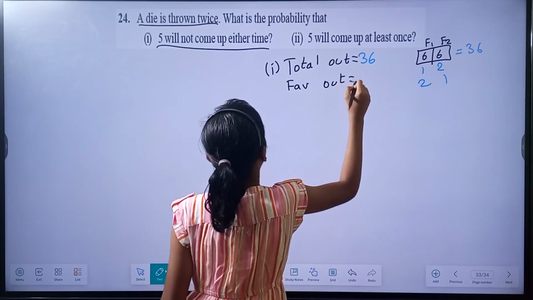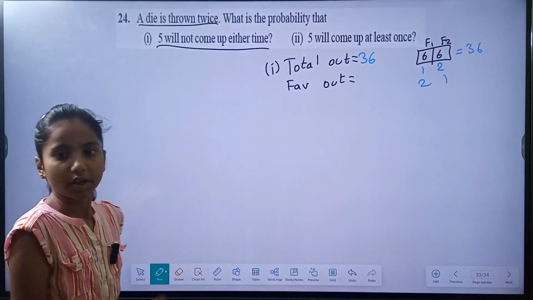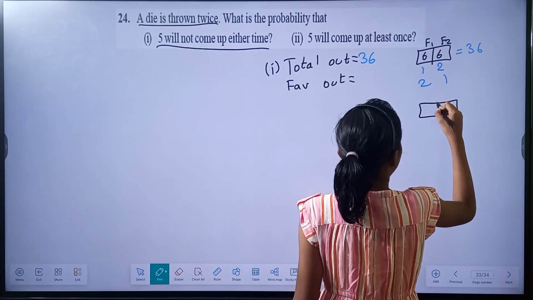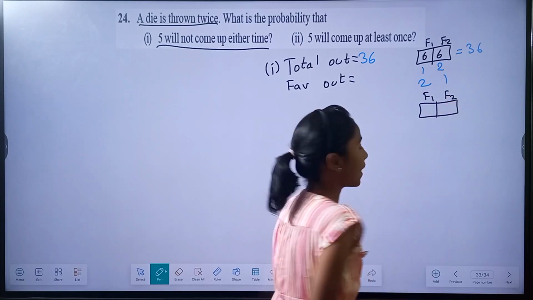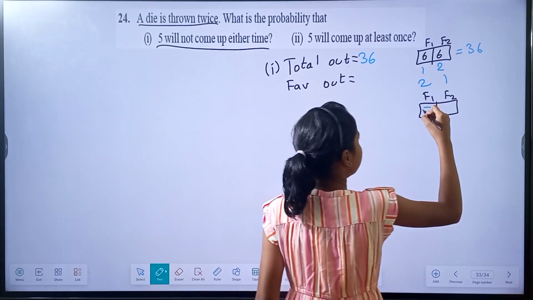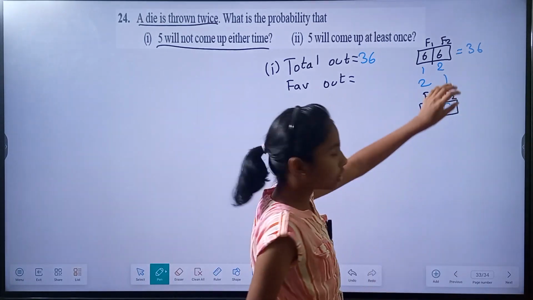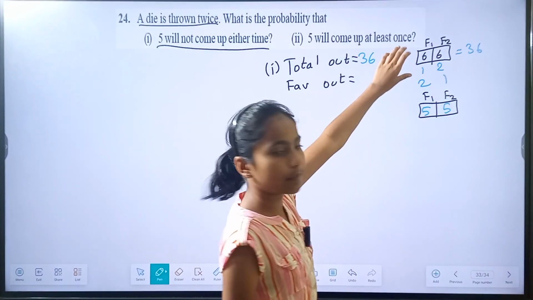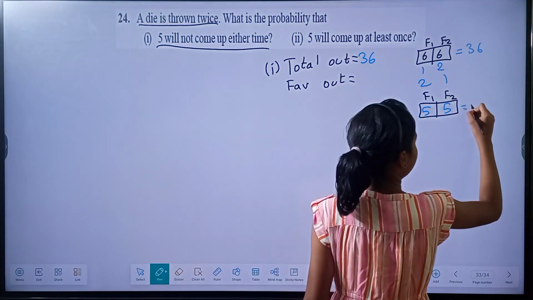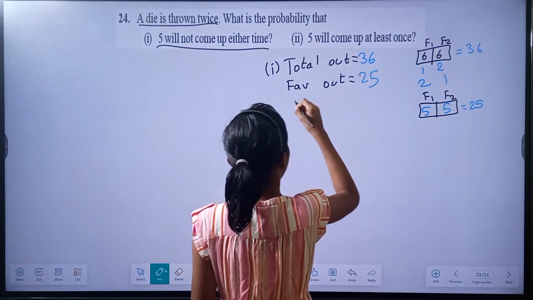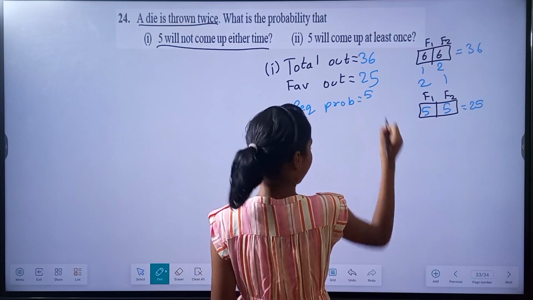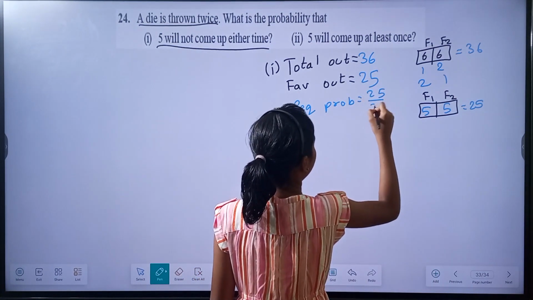Favorable outcomes: 5 will not come up either time. So for the first flip and second flip, 5 will not come up in the first flip, which has 5 ways: 1, 2, 3, 4 and 6. And for flip 2 also 5 ways, because in this also 5 should not appear. And like the total outcomes, we have 5 into 5, which is equal to 25. So required probability equal to 25 by 36.